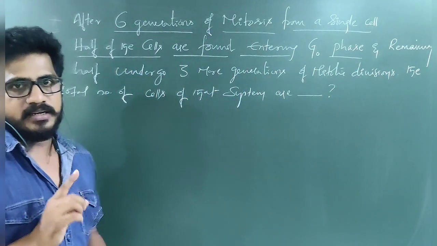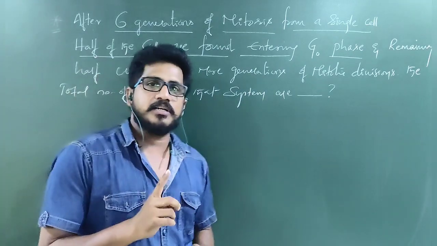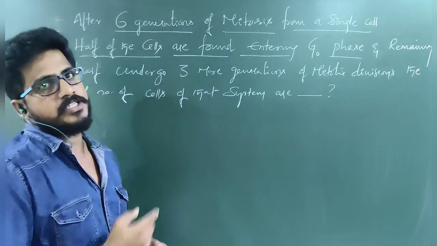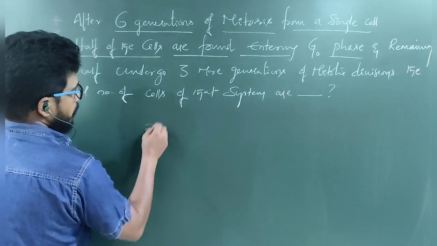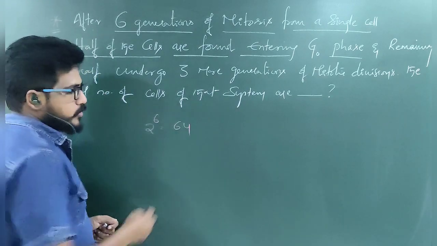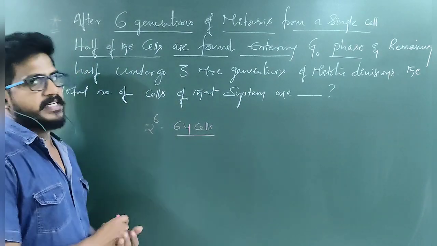Here one cell has undergone 6 generations. One generation of mitosis gives us 2. But in the question, 6 generations are mentioned. So 6 generations means 2 power 6, that is 64. So 64 cells were formed after 6 generations.